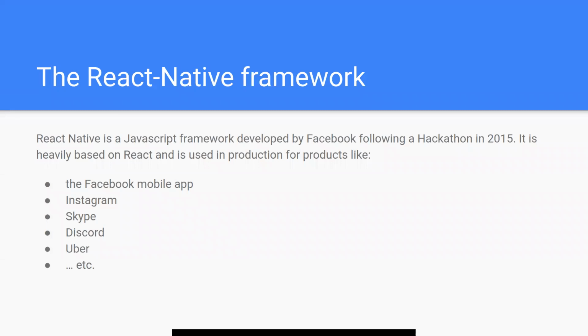As history goes, React Native was developed by Facebook following a prototyping done during a hackathon in 2015. And actually, it's in production for a lot of really well-known apps. For example, the Facebook mobile app is done with React Native, Instagram as well, but also Skype, Discord, Uber, Pinterest as well, for those who know Pinterest. So a lot of big products use React Native in production today.